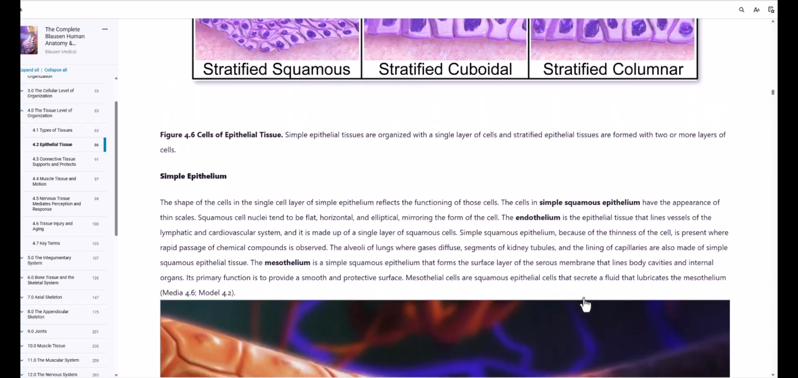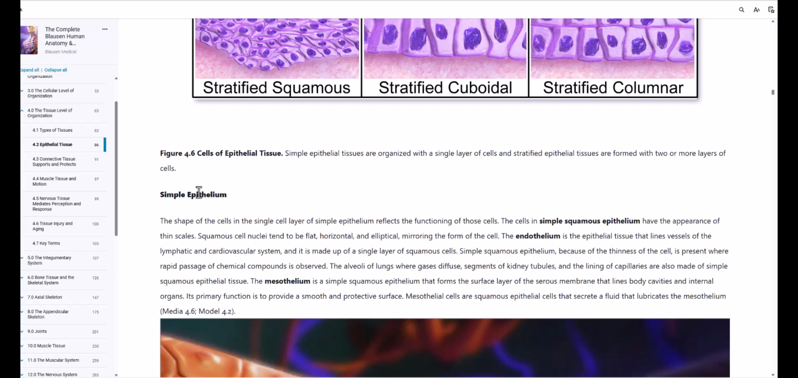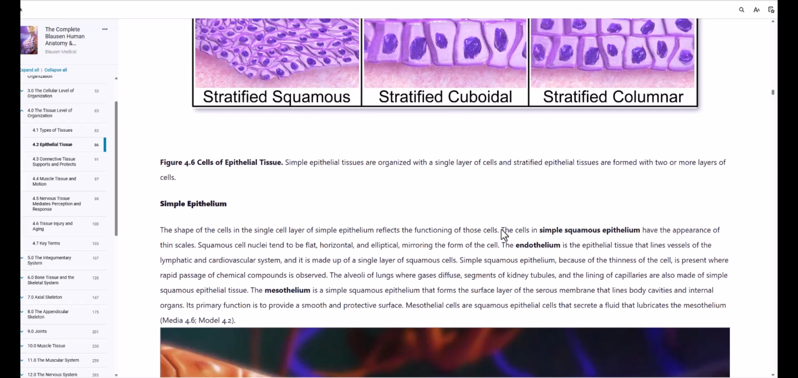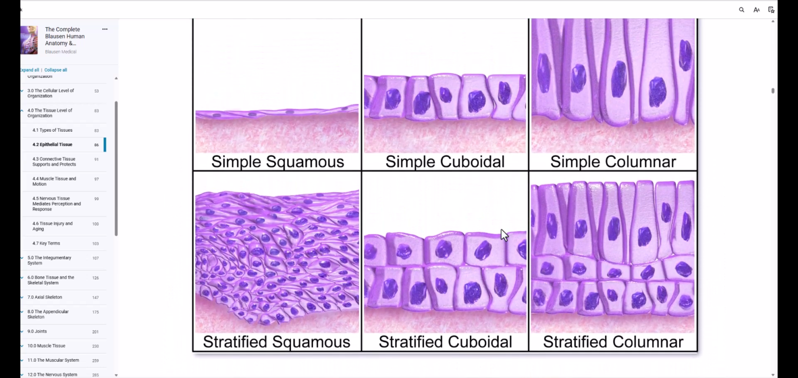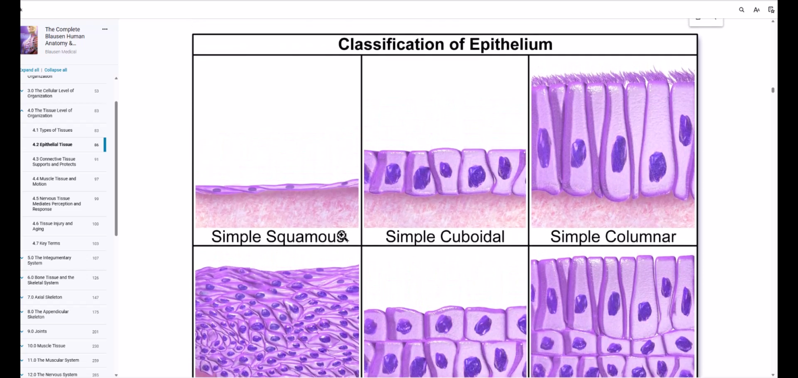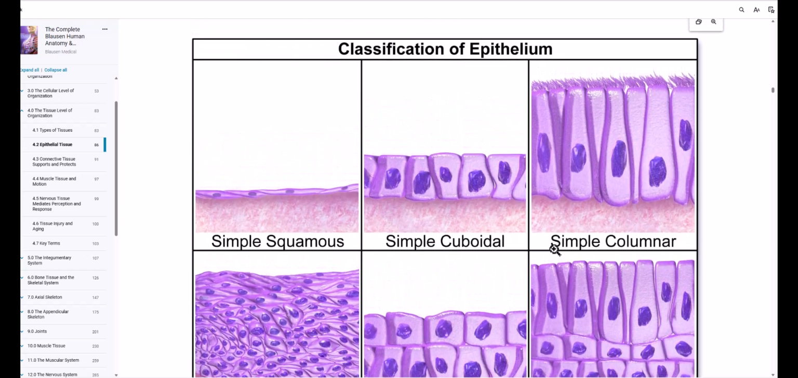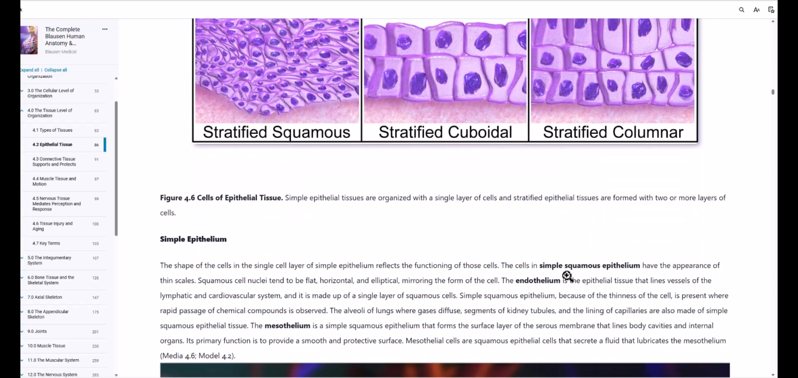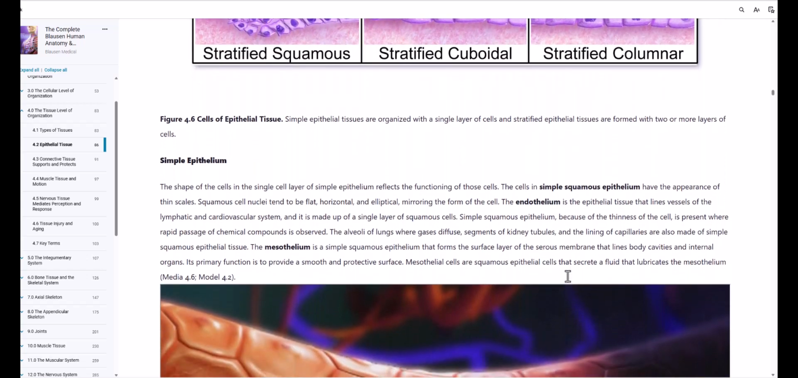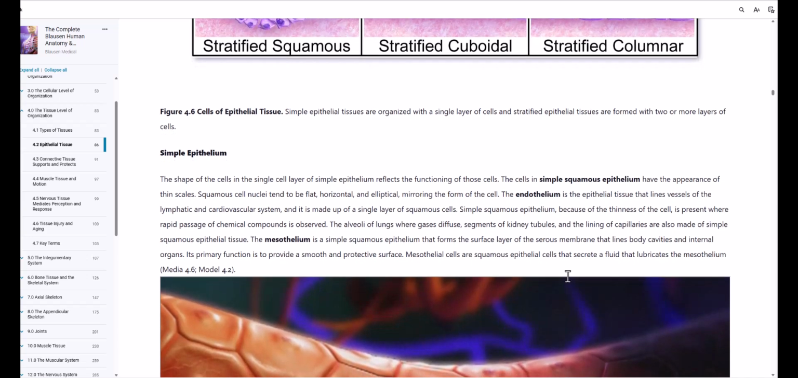So let's first talk about the simple epithelium. We're going to be looking at 4 of them. We're going to be looking at simple squamous, simple cuboidal, simple columnar, and we'll also look at another one called pseudostratified columnar here in a moment. Remember, we're looking at a single layer of flat cells. Man, that doesn't sound like much, does it? Right? Simple squamous epithelium.